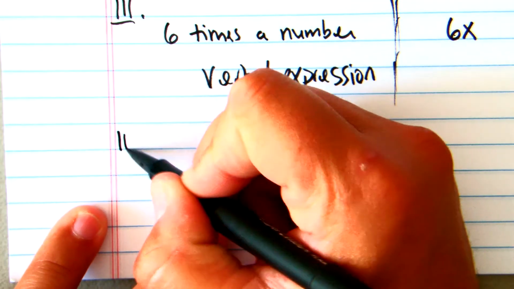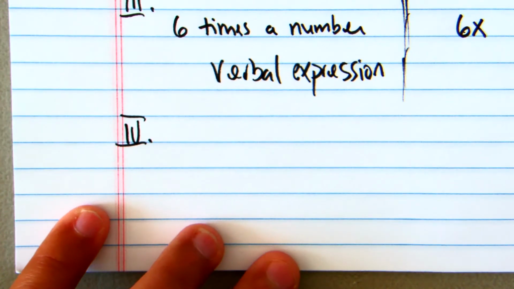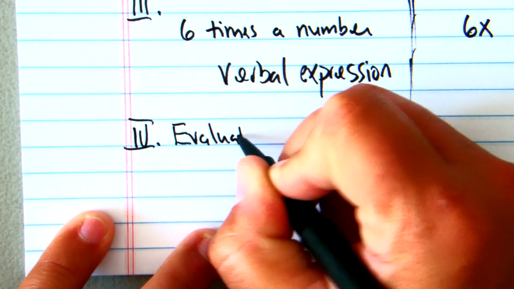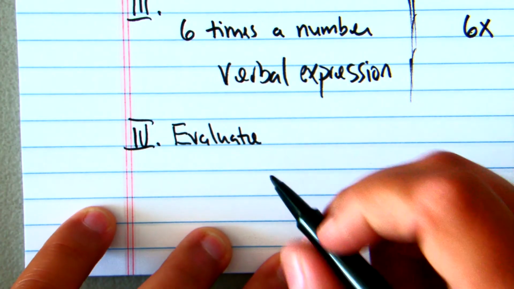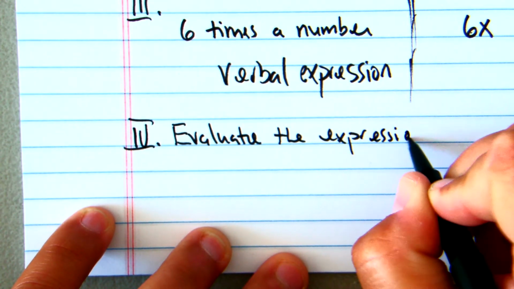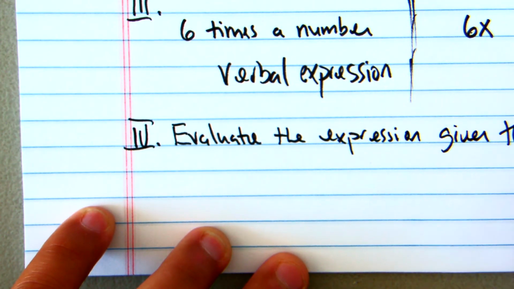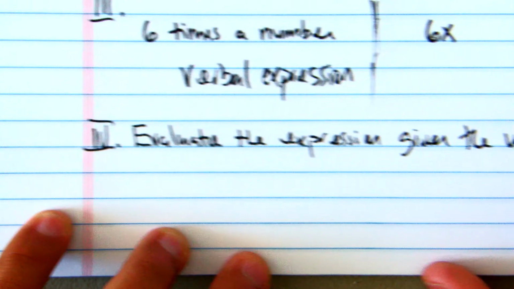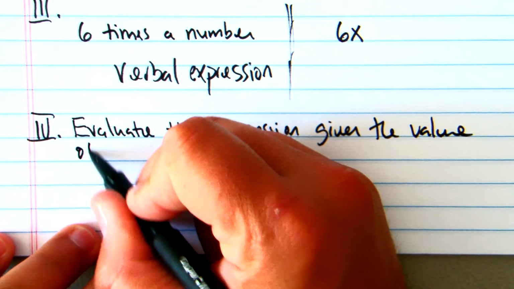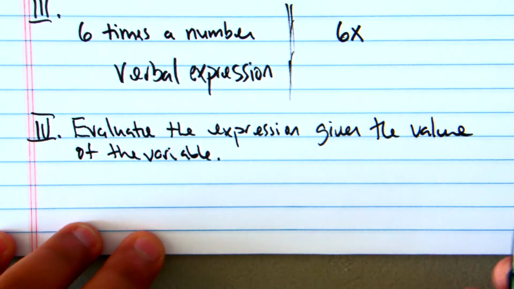Section 4 is only made up of 2 questions, and the instructions say evaluate, remember, means to solve. Evaluate the expression given the value, let me zoom out a little bit, of the variable. The value of the variable. Okay? So evaluate means to solve.